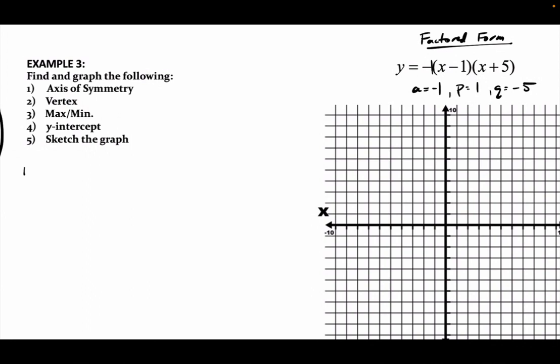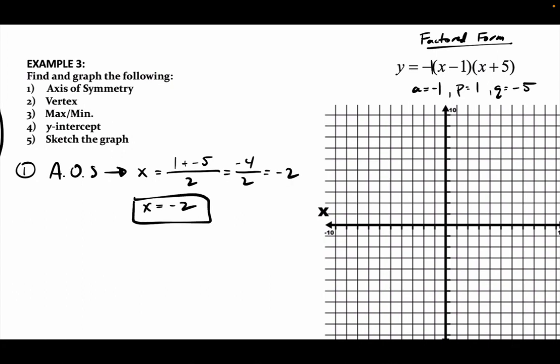So number 1, axis of symmetry, A.O.S. So it's halfway in between P and Q. So halfway means you add them up, divide by 2. Add up P plus Q, divide by 2. 1 plus -5 divided by 2. 1 plus -5 is -4. Divided by 2 is -2. That's where my green line's going to go, -2.